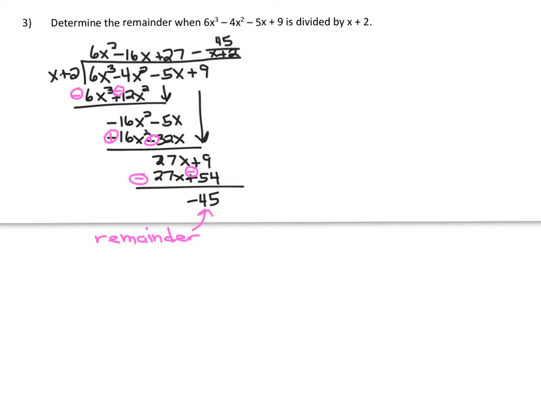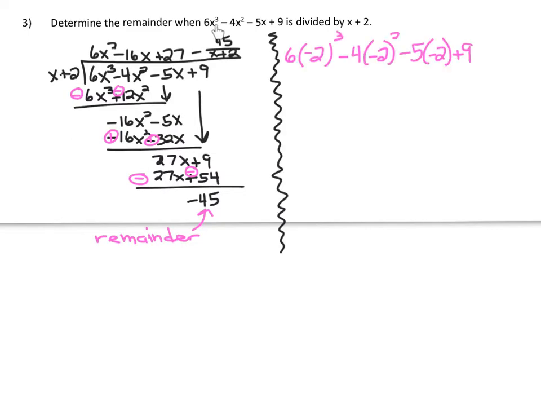We know that if we divide by x plus 2, whatever remainder we have is the same value that we're going to get if we take x equals negative 2, the opposite sign, and substitute it in for the x values. So this is what I mean. Let me show you. What I did was I took this expression, and wherever I saw an x, I just substituted it with a negative 2.